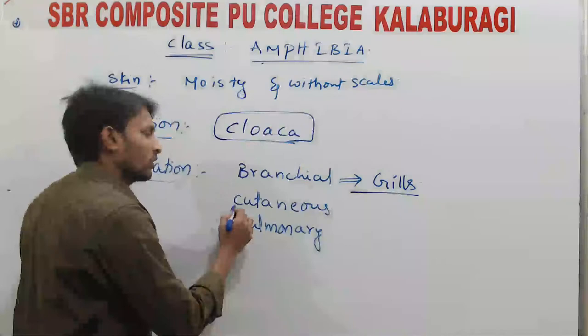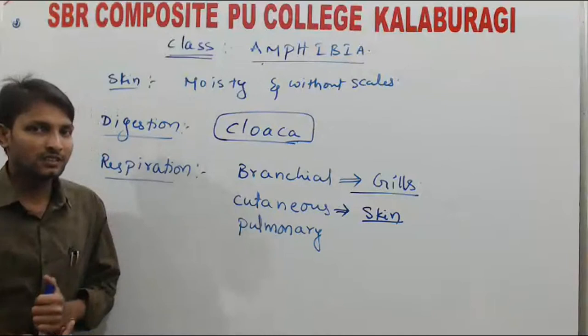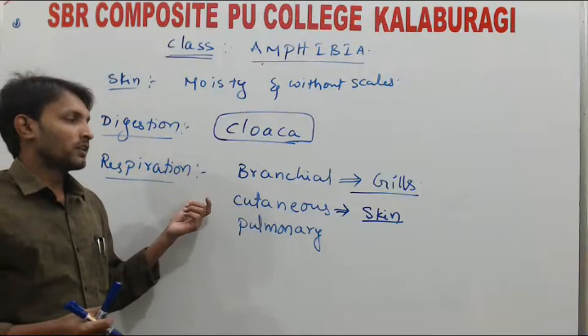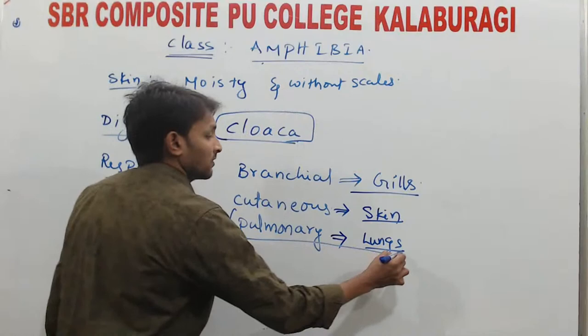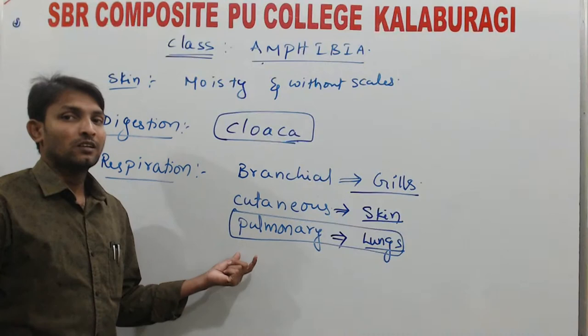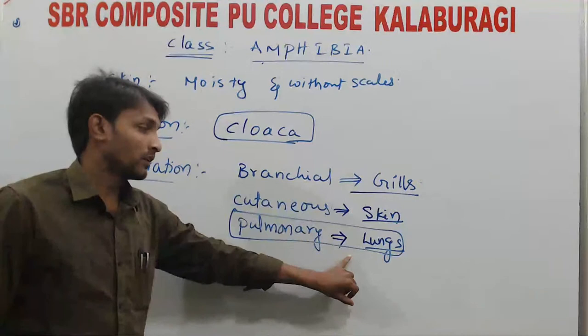Next, cutaneous. Amphibian skin is always kept moist, so that enables the exchange of gases. It is very thin skin with vascular layers beneath the skin which provide the gas exchange. Next, pulmonary respiration means exchange of gases with lungs. This is the main reason that, in evolution, the development of lungs enabled them to survive on land. Gills and skin provide gas exchange within water bodies, and lungs help in gas exchange on land.